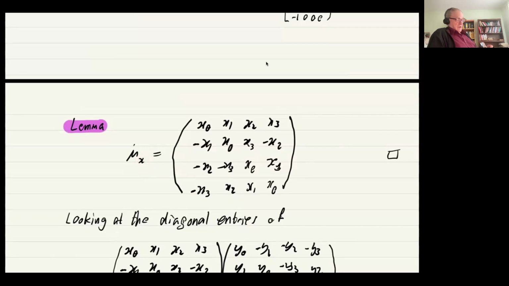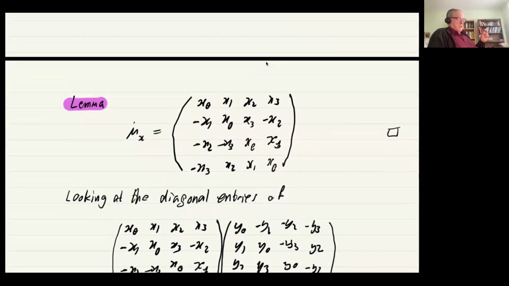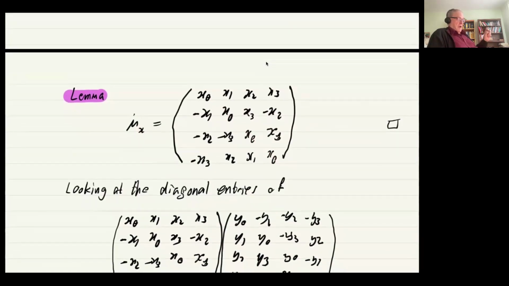There are the 0 entries on the diagonal. The 1s are here and here, and the 2s are there and there, and the 3s are down the backwards diagonal. So now I have a map. This is the linear map from R4 into the quaternions.